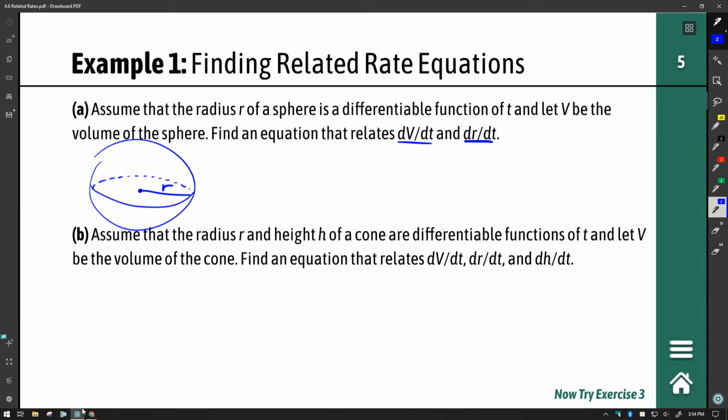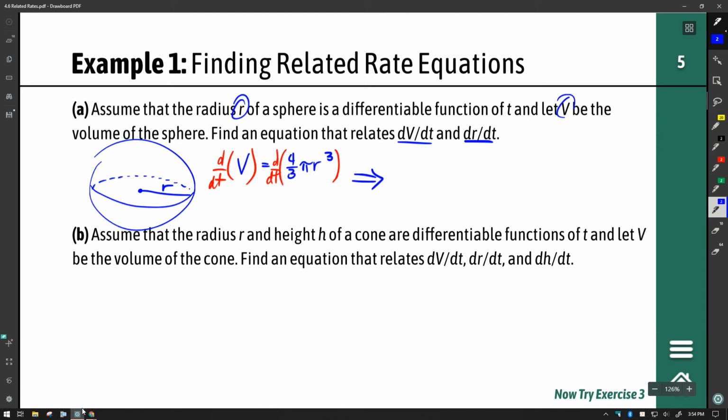So first we need to begin with some sort of relationship equation or formula that relates V and r. And we know this for a sphere. The volume of a sphere is 4/3 pi r cubed. And what we can do from there is differentiate the volume, which is a function of t, with respect to time, and differentiate the right side of the equation, which involves r, the radius, a function of t that changes with time, and then we go forward from here.